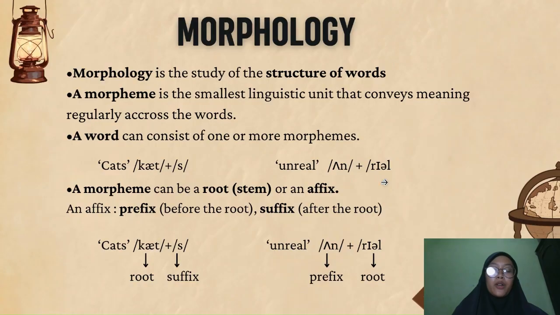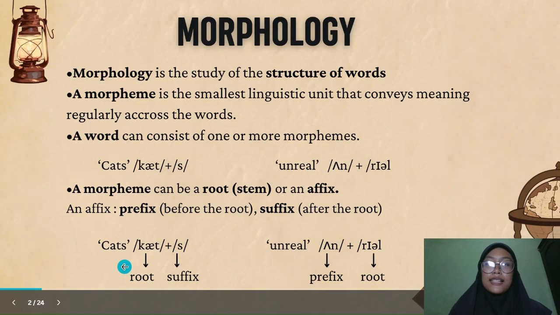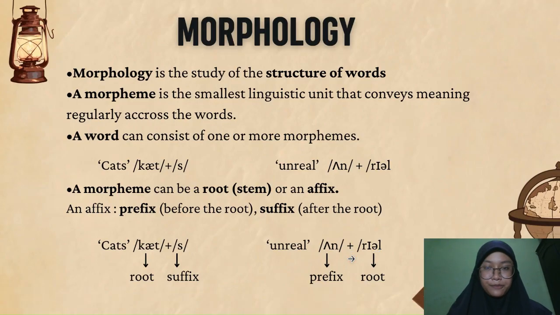A morpheme also can be a root or an affix. And an affix can be prefix or suffix. Prefix means before the root and suffix means after the root. Cats. Cat is the root and s is the suffix because it is after the root. In unreal, the root is real and the un is prefix because it is before the root.